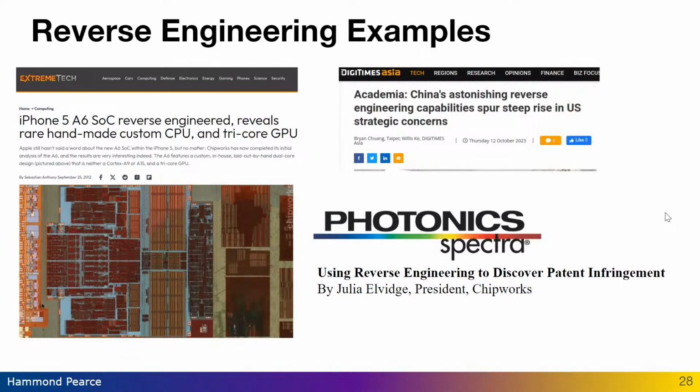And here we are, some news articles. One country that's getting particularly good at reverse engineering actually is China, and so there are news articles about that. Oh, yeah, I remember these articles coming out when the iPhone came out, actually.